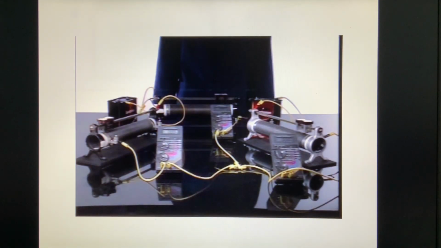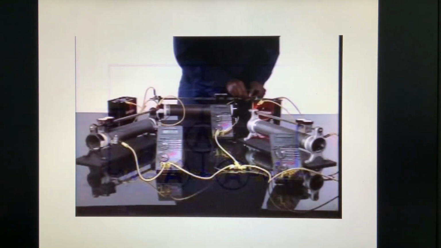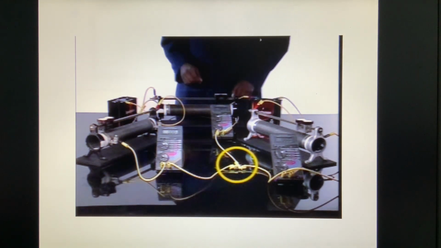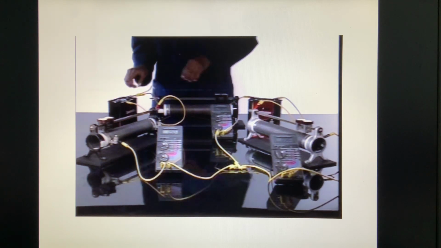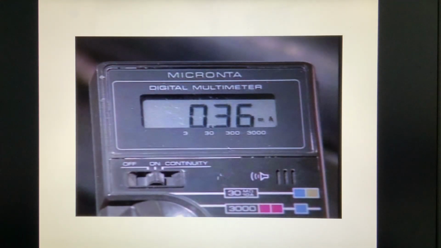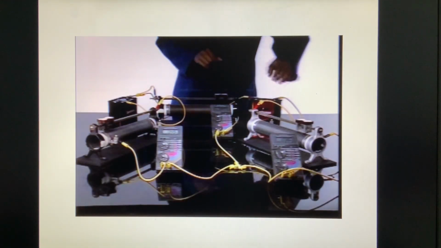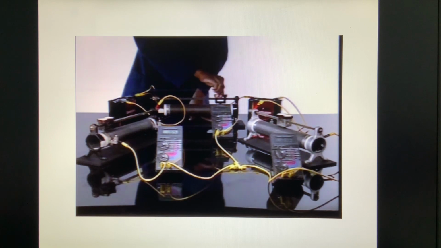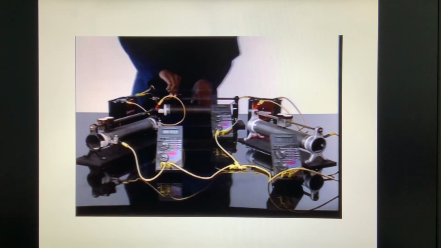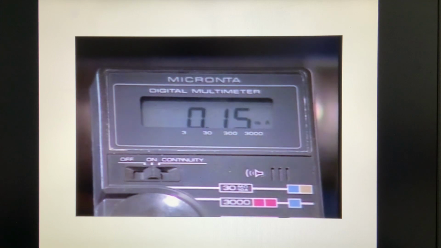The amount of current entering a circuit junction or node must equal the amount of current leaving the node. We'll use this setup of batteries, resistors, and ammeters to show that this is true. The ammeters are set up to read the current flowing into and out of this circuit node. Here are the currents at the node at the first resistor setting. The total current flowing into the node is equal to the total current flowing out. Here are the currents flowing into and out of the node after the values of the resistors are changed.